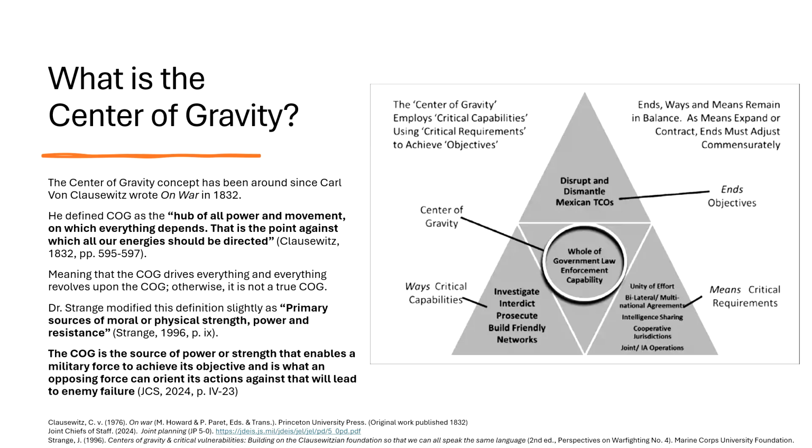The term center of gravity describes the source of power that gives an actor its strength, freedom of action, or will to act. This idea, rooted in Clausewitz and formalized in U.S. doctrine, enables planners to focus their efforts where they matter most. In this example, the COG is a law enforcement capability designed to dismantle criminal networks. Surrounding it are critical capabilities, actions like investigating and prosecuting. These rely on critical requirements, such as intelligence and multinational agreements. Disrupting any layer weakens the system. That's why understanding and protecting these elements is essential to sound operational planning.